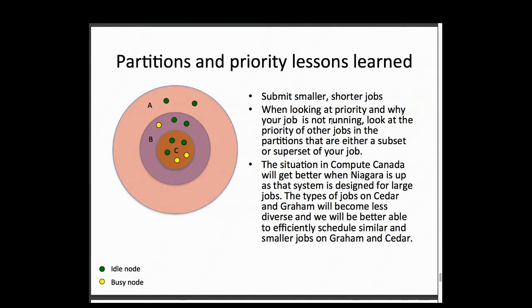As we're going to get a more specialized cluster for large running jobs, then the types of jobs on Cedar and Graham are going to get a bit less diverse, and we're going to be able to more efficiently schedule similar and smaller types of jobs on Cedar and Graham. So Cedar and Graham are supposed to be general purpose, and it's going to be easier to schedule smaller jobs when there aren't going to be these big, giant jobs running as often on these machines, because they're going to have their own specialized location.